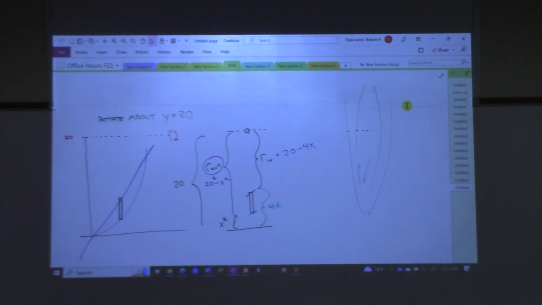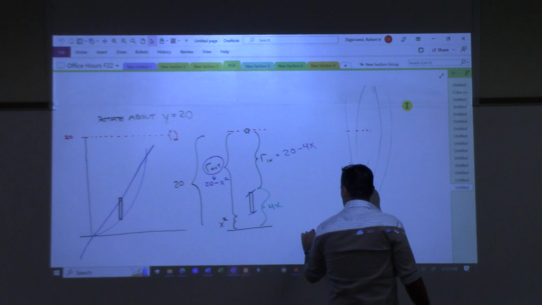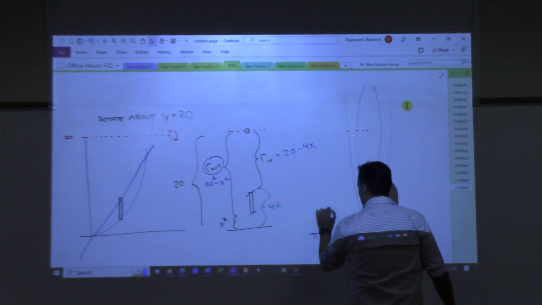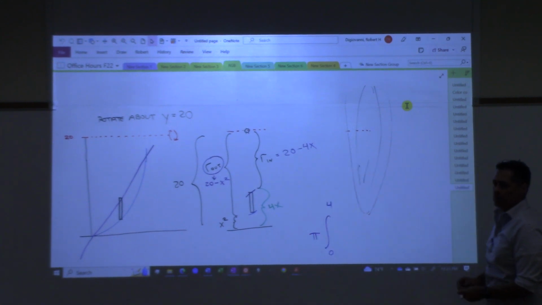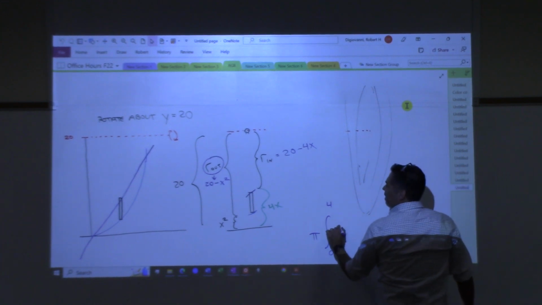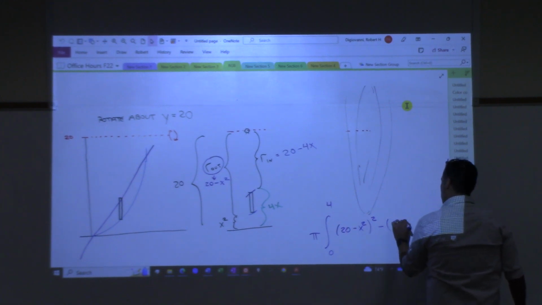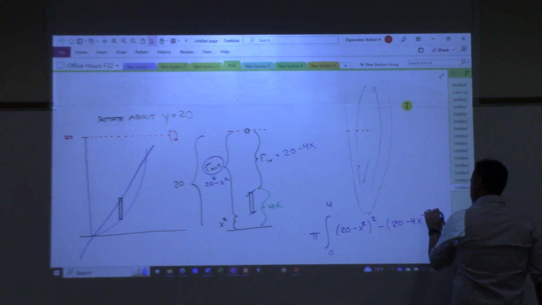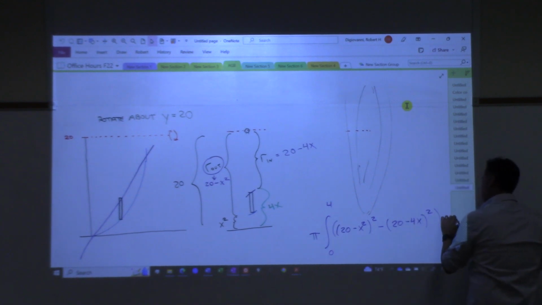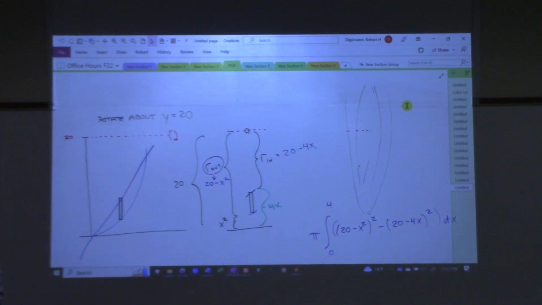Okay, ready for the formula? Pi, integral, 0 to 4, that doesn't change, right? Outer radius squared minus inner radius squared. Outer radius is 20 minus x squared, and then you take away the inner radius squared, which is 20 minus 4x, all squared. All that dx, we're done. That's the setup.